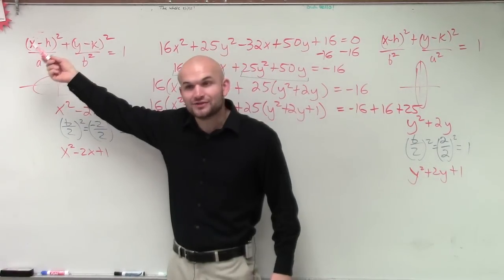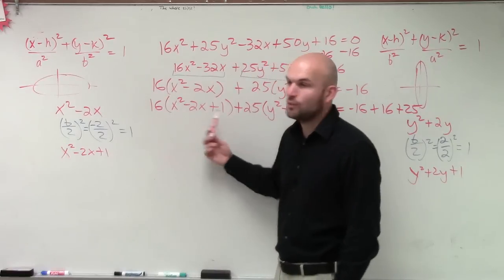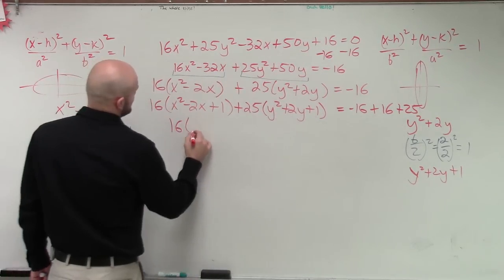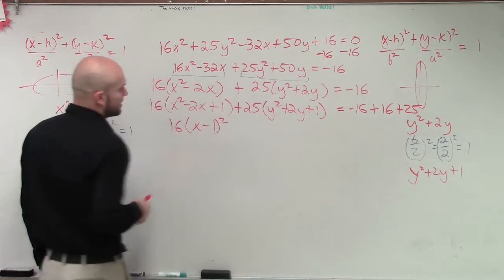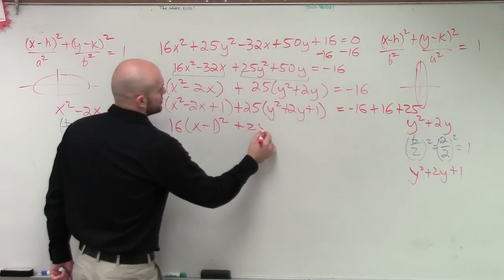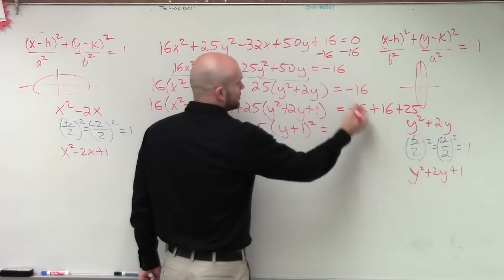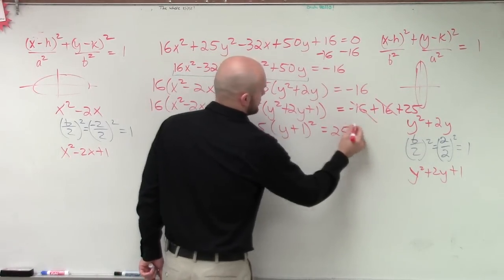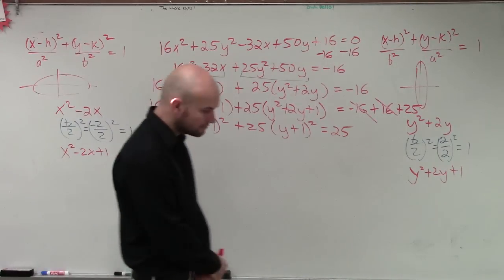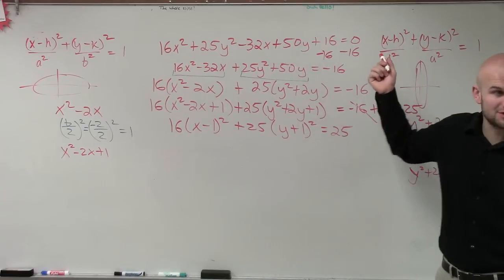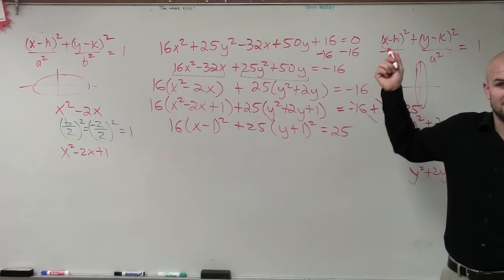When you factor this, it becomes a binomial squared. So what is this as a binomial squared? X minus 1 squared, right? 16 times x minus 1 squared plus 25 times y plus 1 squared equals 25. Okay, so we're getting there. We got our binomial squareds. That's good, right? We're almost there.